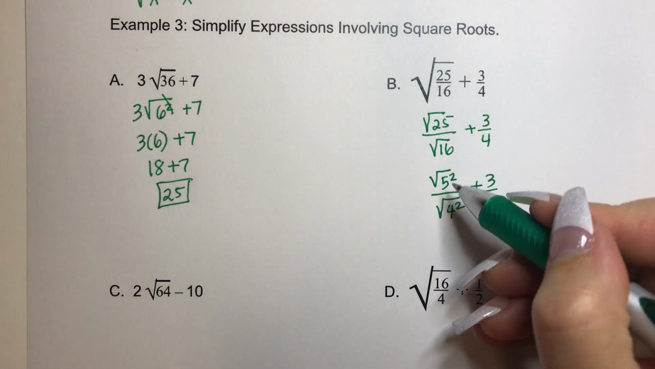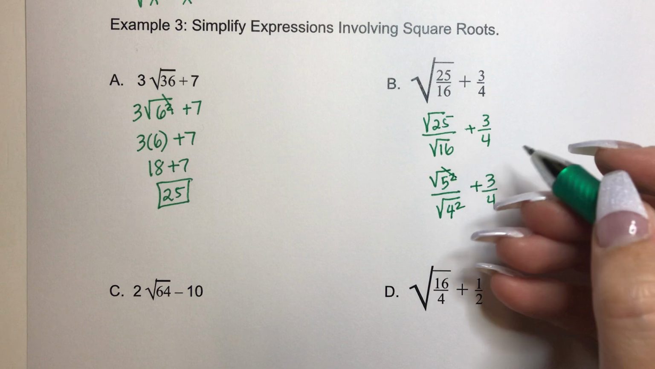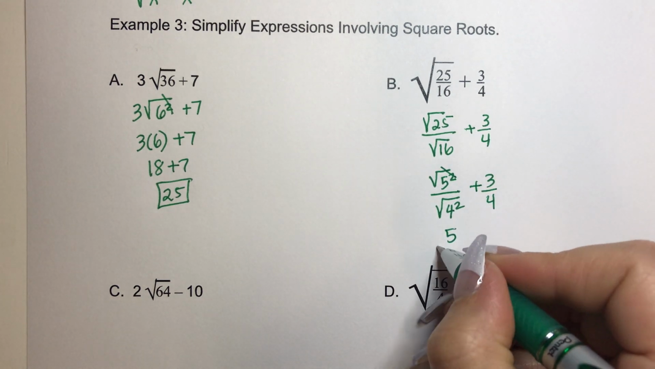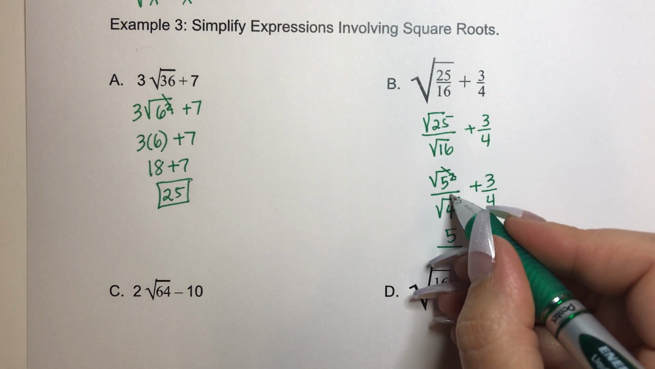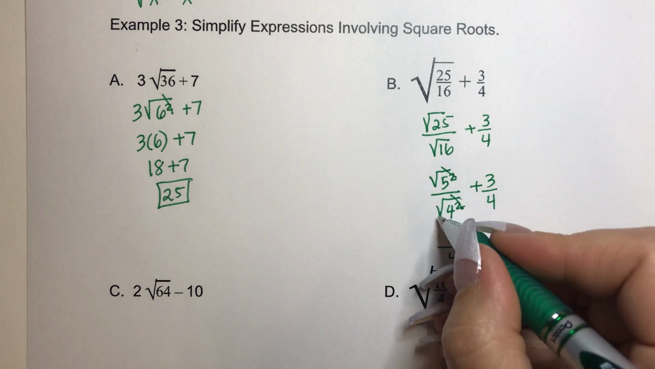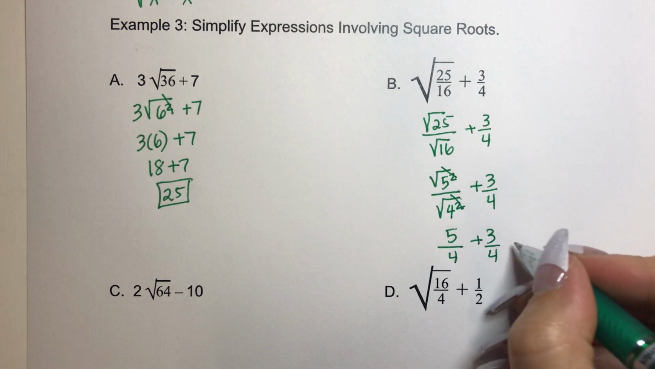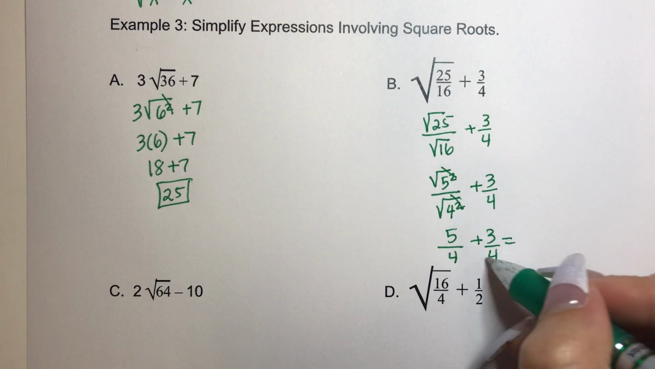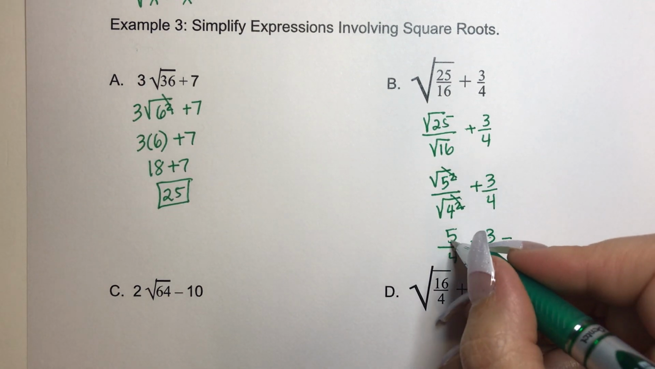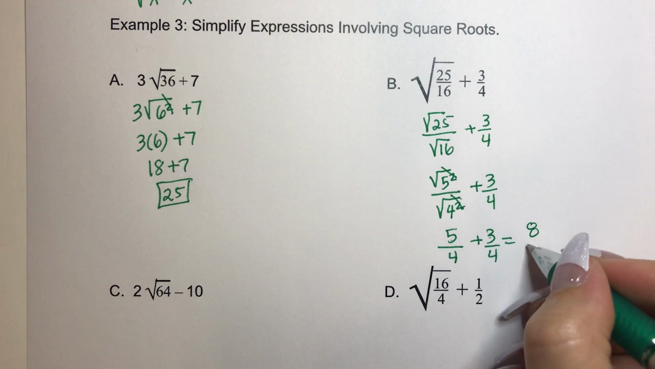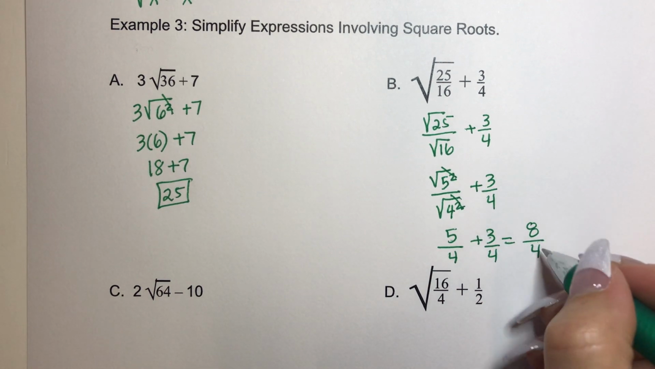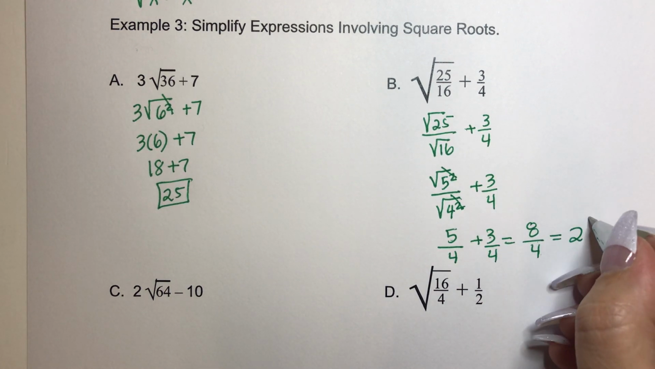right? What happens here? The square and the square root cancel each other out. We're left with 5 over, the square and the square root cancel each other out. We're left with 4, and it's the positive one, right? Plus 3/4 ends up being, we have a common denominator, so we just add the numbers on top. 5 plus 3 is 8. Over 4, 8 divided by 4 is equal to 2.